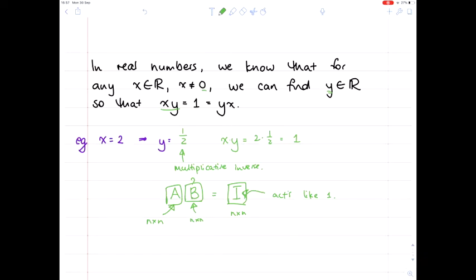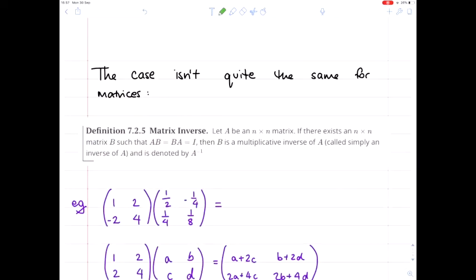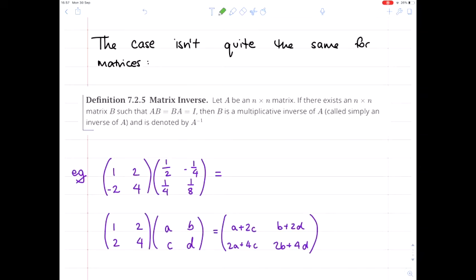But now it's going to turn out that, in fact, there are plenty of matrices that don't have an inverse. So let's define what we mean by a matrix inverse. Firstly, we can only define an inverse for square matrices.